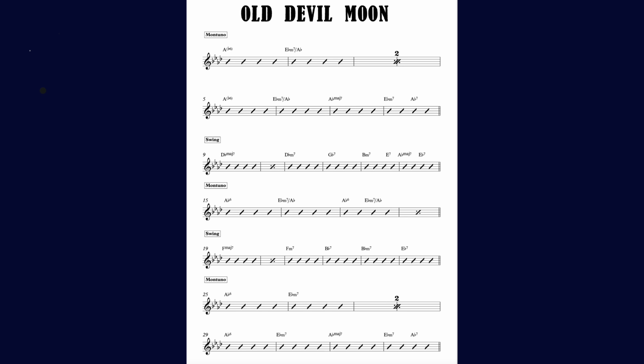Another example might be standards with odd form and different kind of length sections. So a lovely song like Old Devil Moon, one that I play, that's got a really peculiar form, lots of sections with different bar lengths. It's not very standard in many ways, but it's a lovely song to play, but difficult to memorize and therefore probably quite easy to get lost in.